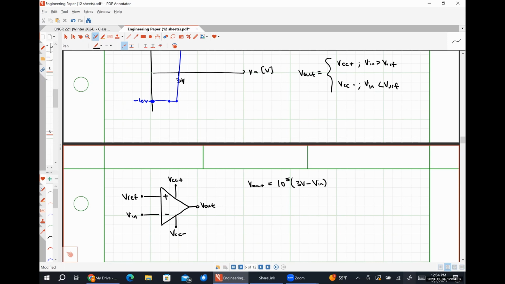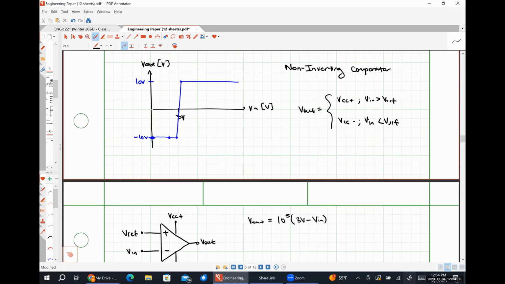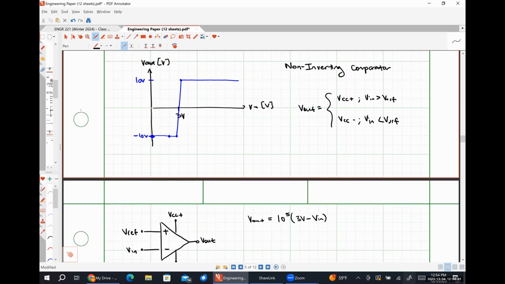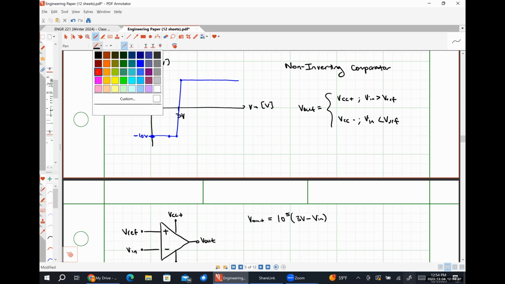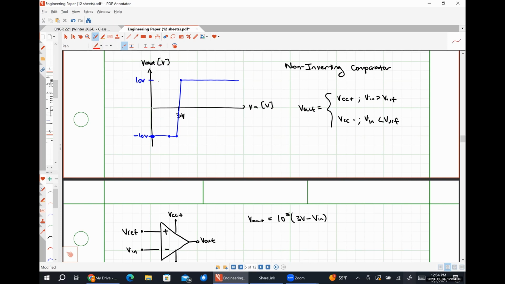What do you think that's going to do to our graph? Yeah, literally just flip it over. So for a non-inverting comparator, it had this shape. For an inverting comparator, it would be this. It's literally the exact same graph, but just flipped over the horizontal axis. Okay.